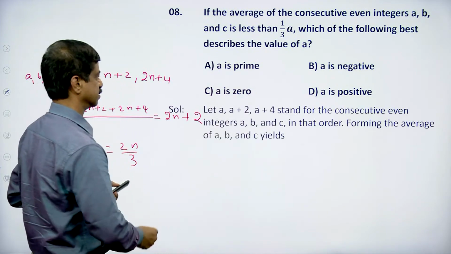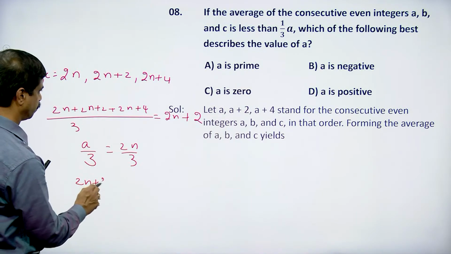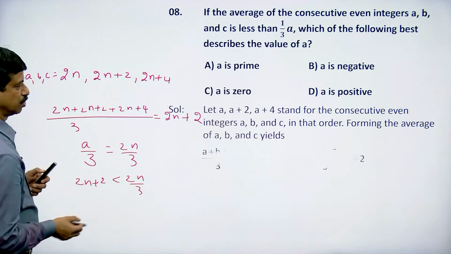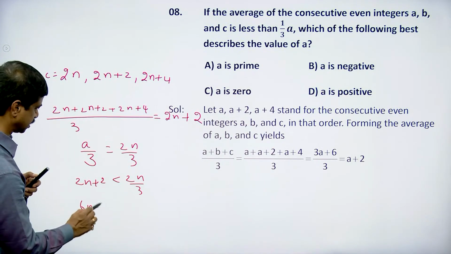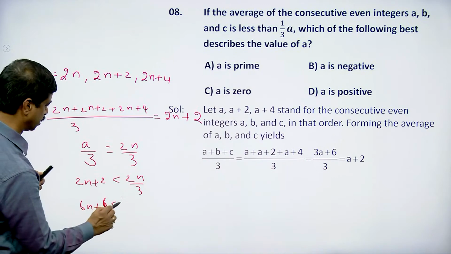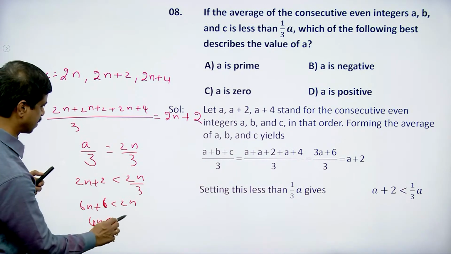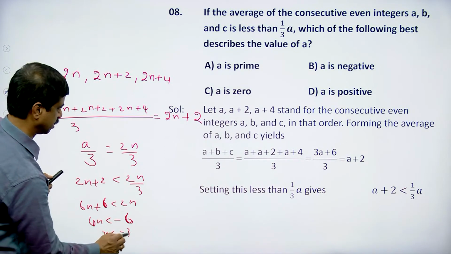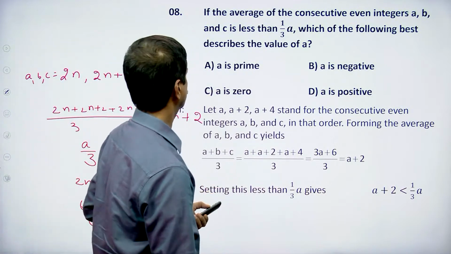So now look at this. He says 2n plus 2 is less than 2n by 3, right children? So look at this. Cross multiply: 6n plus 6 is less than 2n. So 4n is less than minus 6. So n is less than minus 3 by 2. N is less than minus 3 by 2.